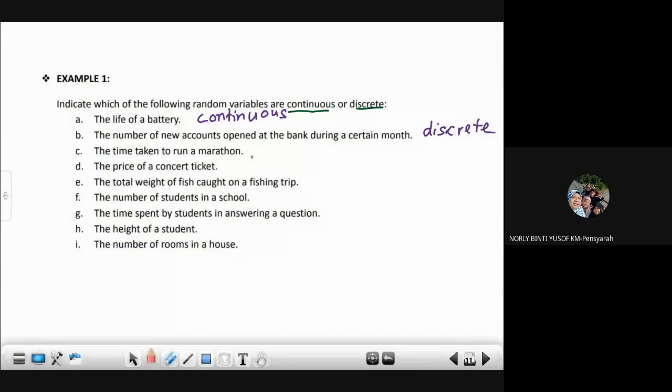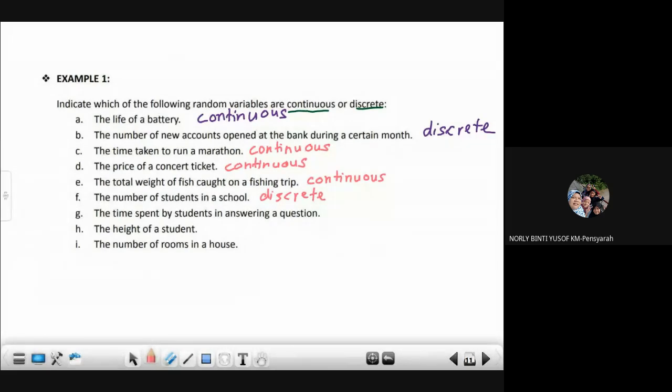Okay, and then time taken to run a marathon, continuous. Sebab dia tak boleh jadi whole number lah, dia mungkin akan jadi perpuluhan. The price of concert ticket pun sama sebab duit kan, duit mesti adalah perpuluhan. And then total weight also continuous sebab ada perpuluhan juga. Number of student in school, ada perpuluhan tak? Tak ada. So it's discrete random variable. Discrete je tak betul.